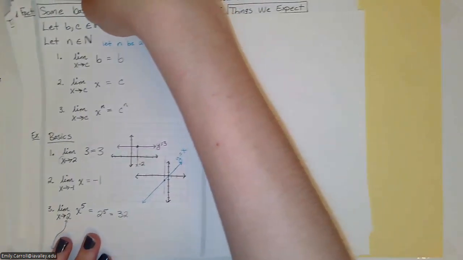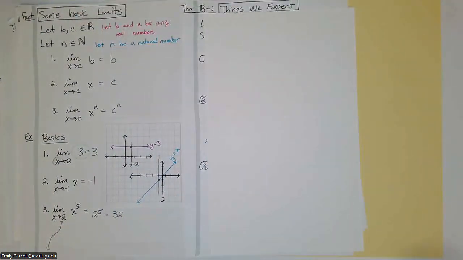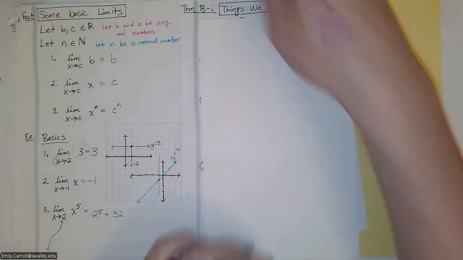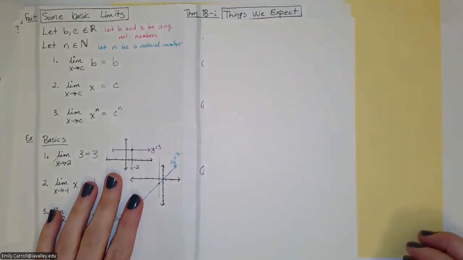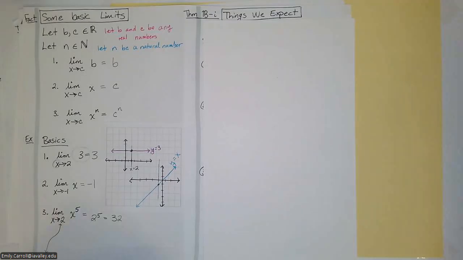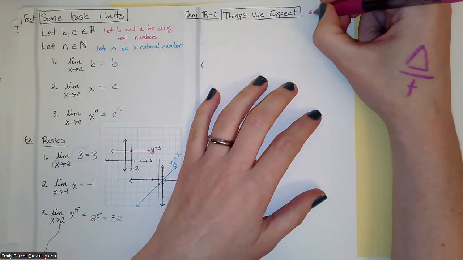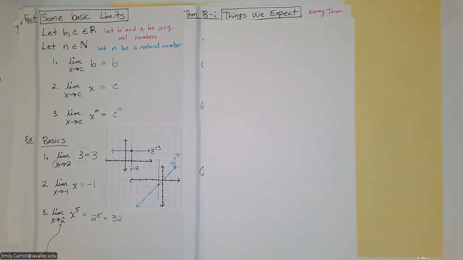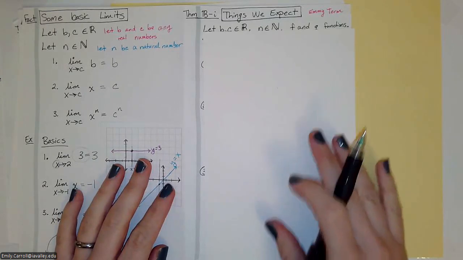Now I'm going to give you a big long list of things that happen with limits, and I'm going to call this the things we expect theorem. Now this is a me term. If you go over to some other math teacher and say, oh, I learned about the things we expect theorem today, they're not going to know what you're talking about. That's just what I'm calling it for this class. So, things we expect of our limits.